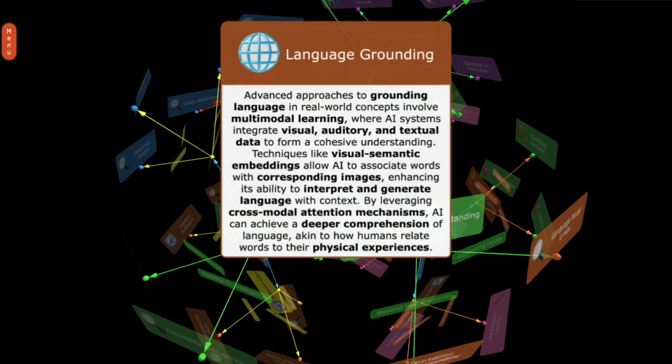Advanced approaches to grounding language in real-world concepts involve multimodal learning, where AI systems integrate visual, auditory, and textual data to form a cohesive understanding. Techniques like visual semantic embeddings allow AI to associate words with corresponding images, enhancing its ability to interpret and generate language with context. By leveraging cross-modal attention mechanisms, AI can achieve a deeper comprehension of language, akin to how humans relate words to their physical experiences.